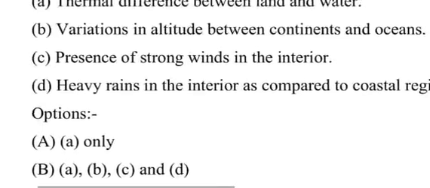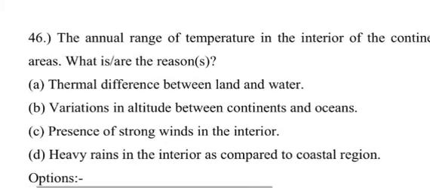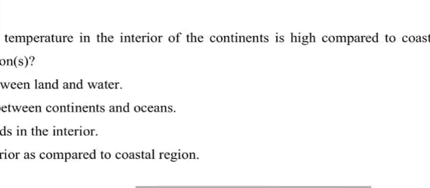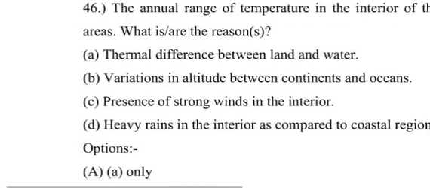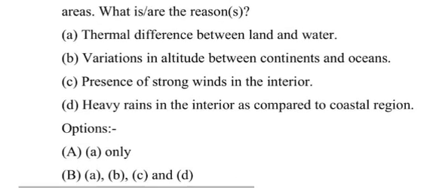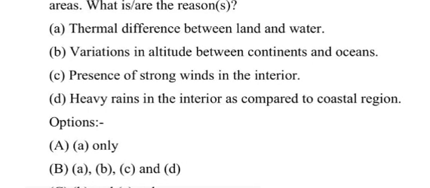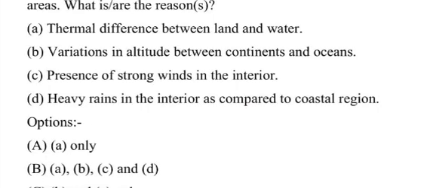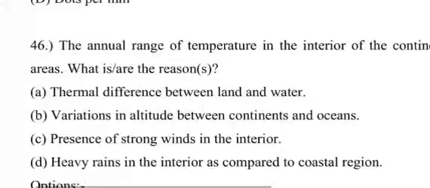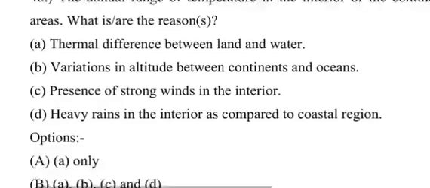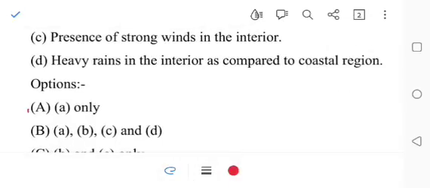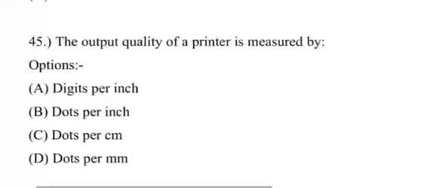Next is 46. The annual range of temperature in the interior of continents is high compared to coastal areas. What are the reasons? Thermal difference between land and water, variations in altitude between continents and oceans, presence of strong winds in the interior, heavy rains in the interior as compared to coastal regions. So these are the options. 46 correct option will be number A. Only option A was correct, rest are not.